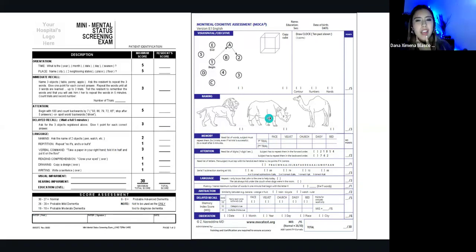And also we have the MoCA. It's almost the same. As you can see, it also examines the same things: visuospatial executive, naming, memory, attention, language, abstraction, delayed recall, orientation. So you could use either this one or that one, but both are for cognitive function. So that's all of mental status.